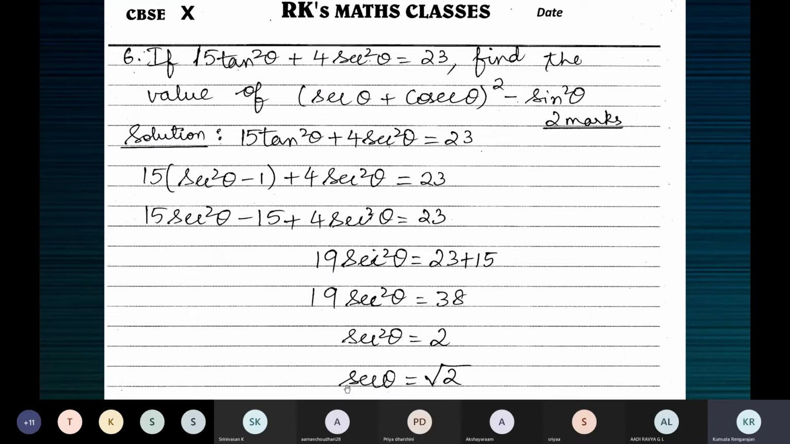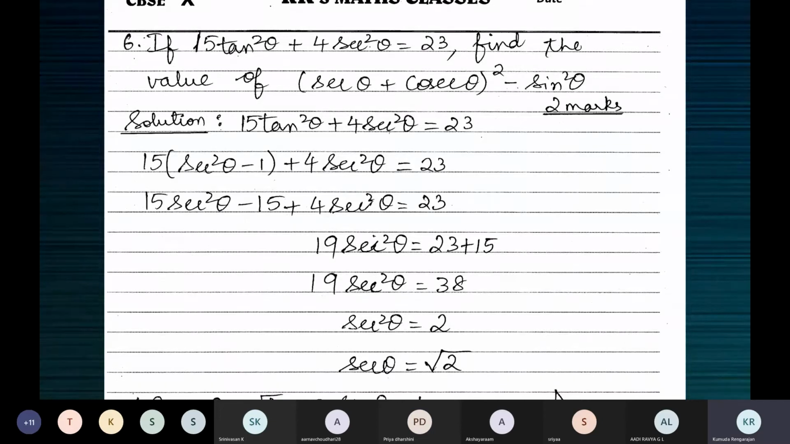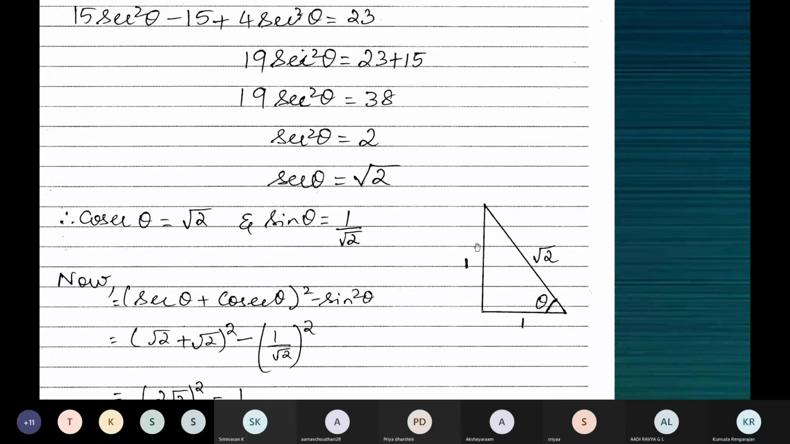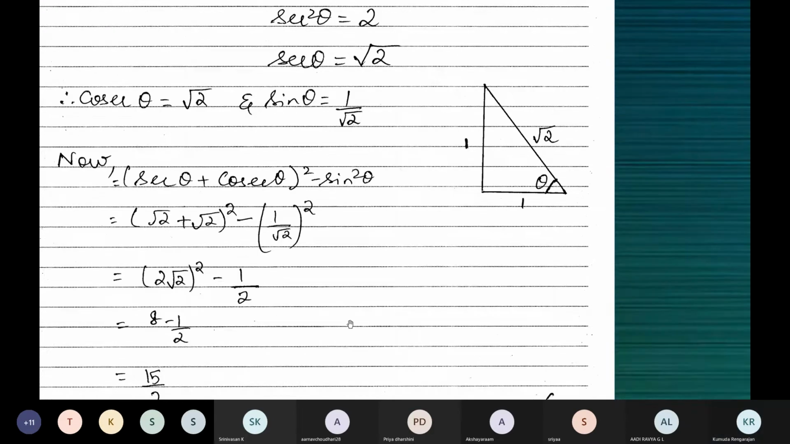Which are the two sides secant theta connects, children? Hypotenuse by adjacent, ma'am. Secant theta is equal to hypotenuse by adjacent. So now use a right triangle. If you mark theta here, this is the adjacent side, so hypotenuse by adjacent. And find the other ratios. I hope you understood.